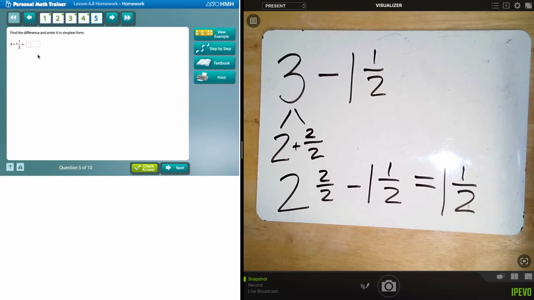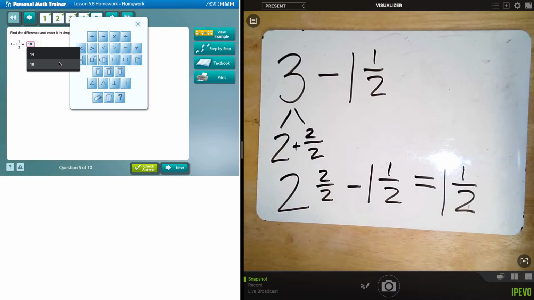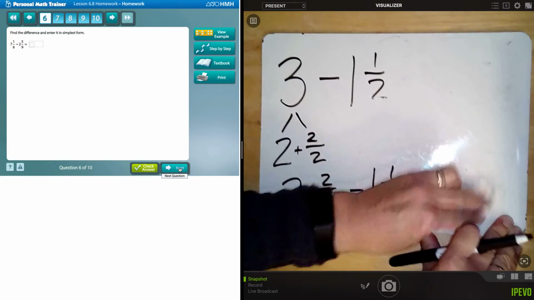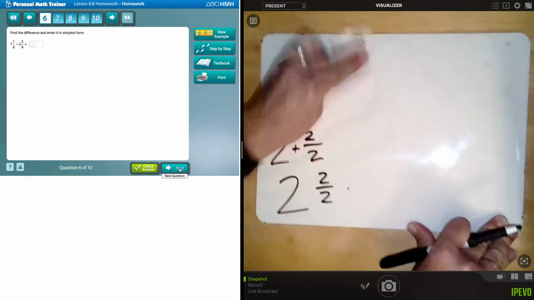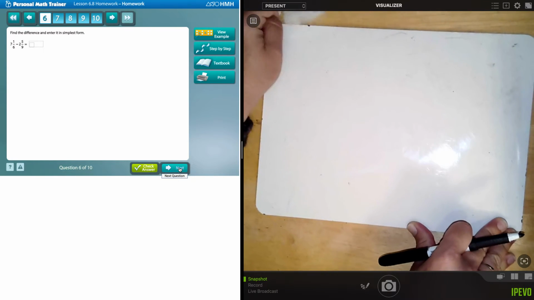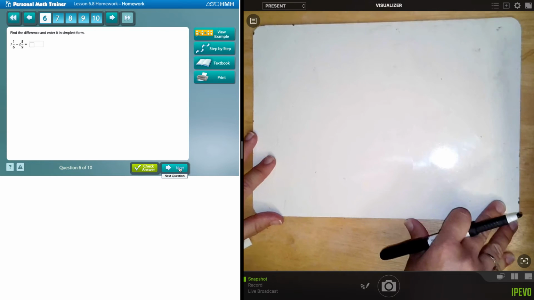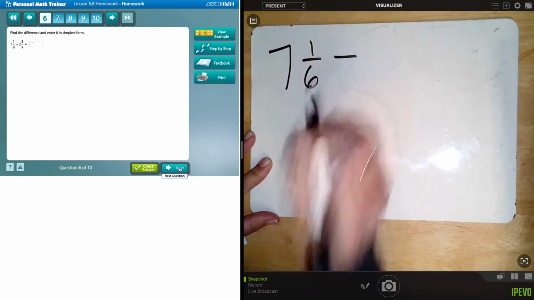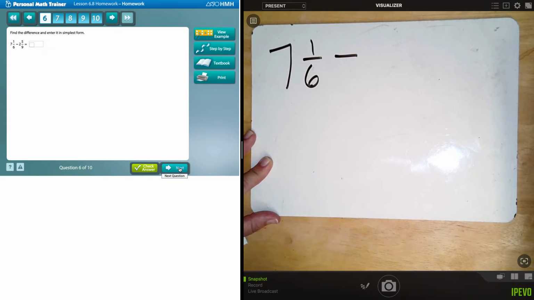So I think, those autofills I don't know why they do that. They always get tricky for me. How about you? All right, let's try number 6. We don't have to regroup. We just have to find the, I keep saying regroup. We don't have to find the estimate. So 7 and 1, 6 minus 2 and 5/9.